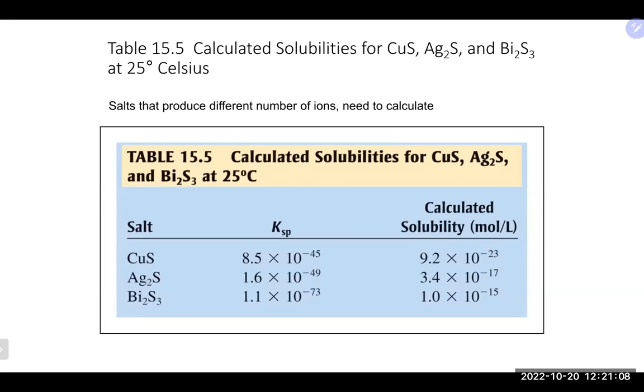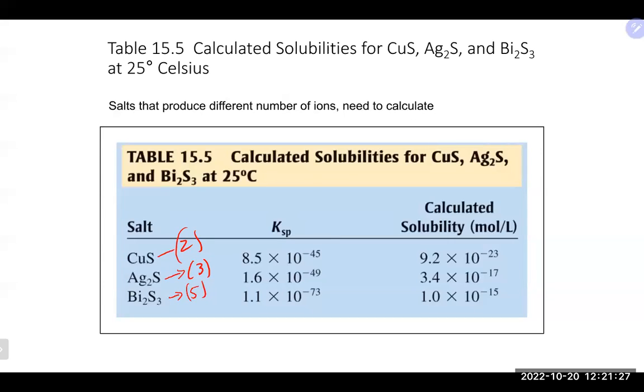So for example, if we look at this one, which is copper(II) sulfide, that is 2 ions. That is silver sulfide, which is 3 ions. And that is bismuth sulfide, a lot of ions there. We'll go with 5. And in this case, they do not break apart into the same number of ions.